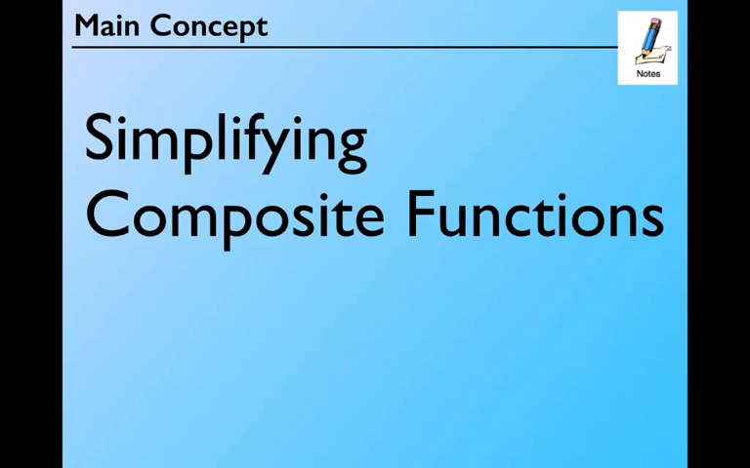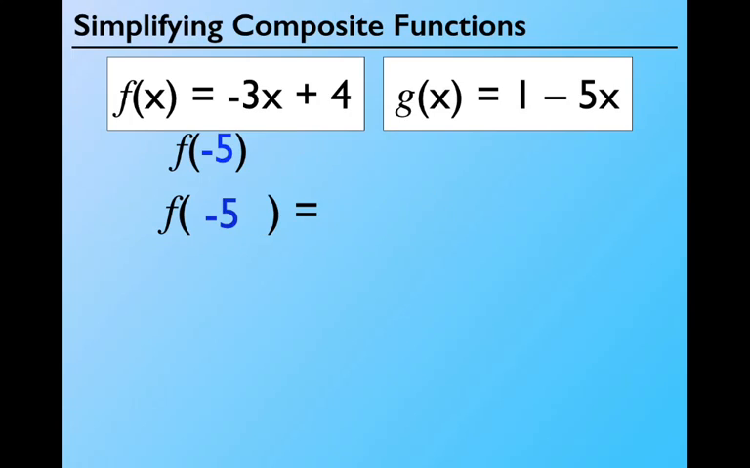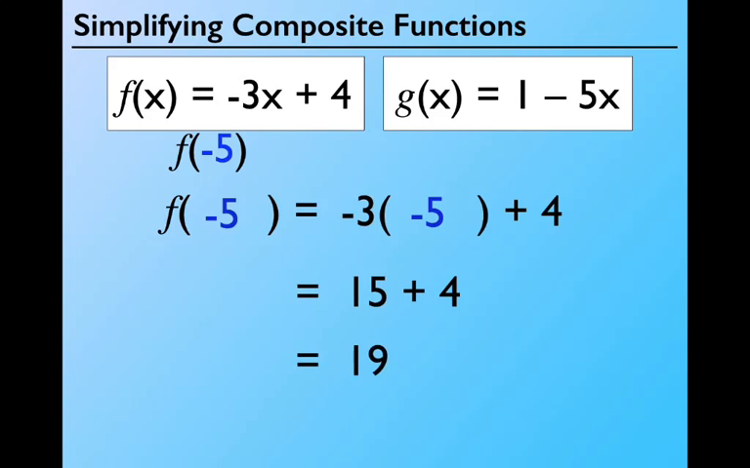Okay, we're going to start with a little bit of review. Let's say I wanted to find f of negative 5. So if I wanted to find f of negative 5, of course I just plug in negative 5 for x. Negative 3 times negative 5 is 15, plus 4 is 19.